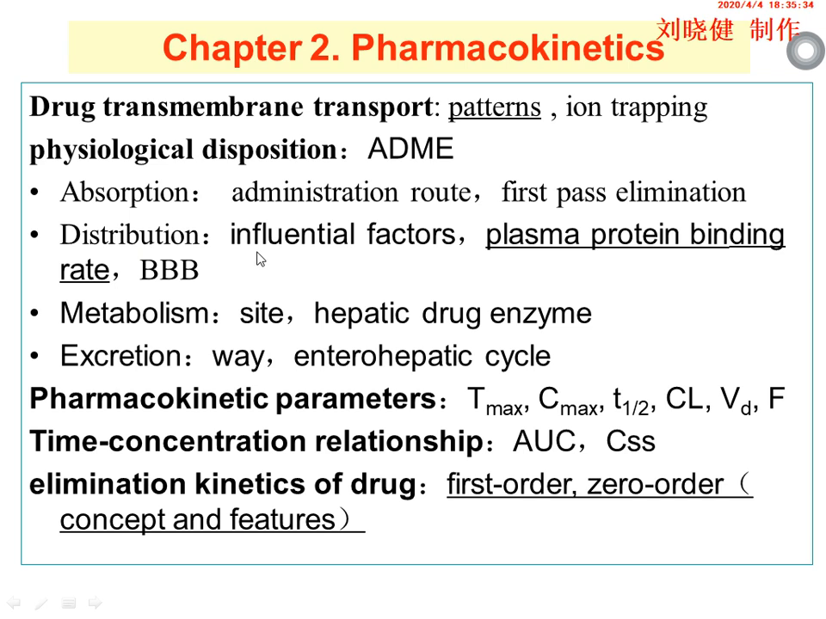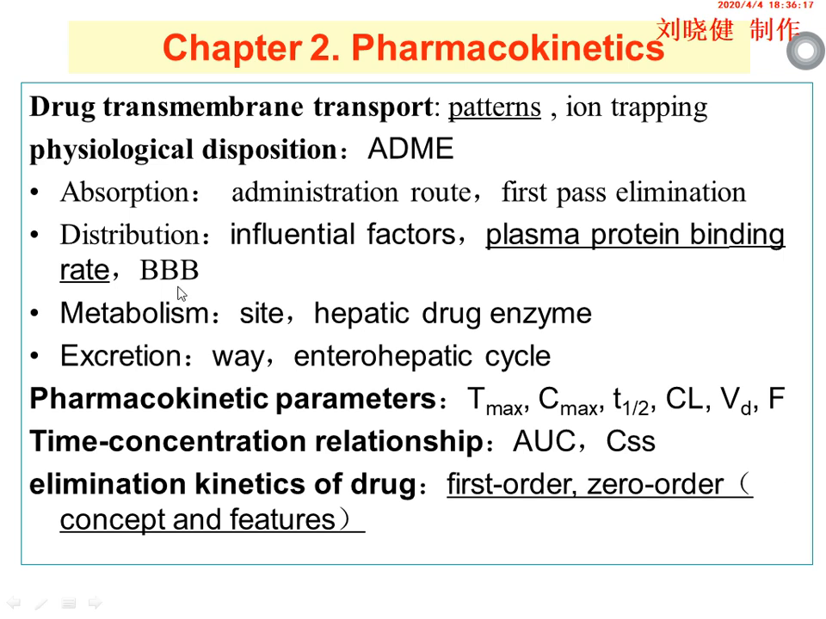Distribution. Here you also studied some influential factors, especially plasma protein binding rate. After binding to plasma proteins, the drug forms a bound drug. The bound drug loses the ability to pass across the cell membrane, so it just stays in the blood vessels. This will affect how the drug distributes inside or outside of the blood vessels.